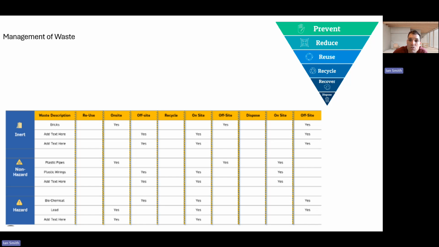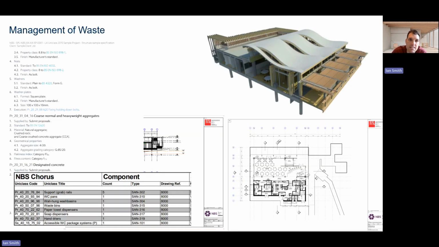So therefore, a structured waste management plan, as we can see highlighted here, has been put in place with the idea of implementing the waste hierarchy of prevention, reduction, reuse, recycling, recovery, and last is disposal. This is in line with guidance from the Environment Agency.